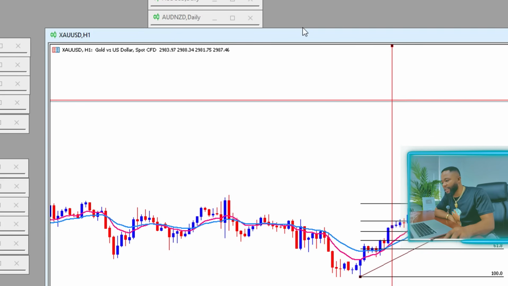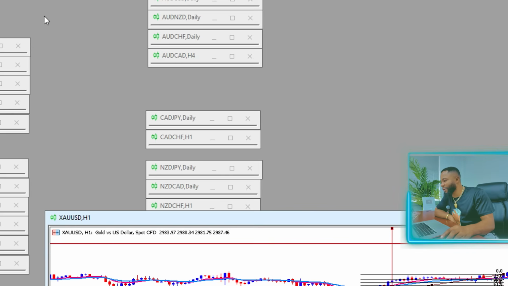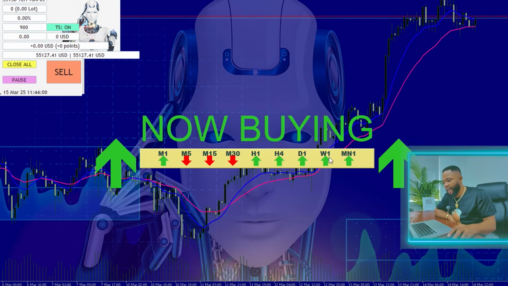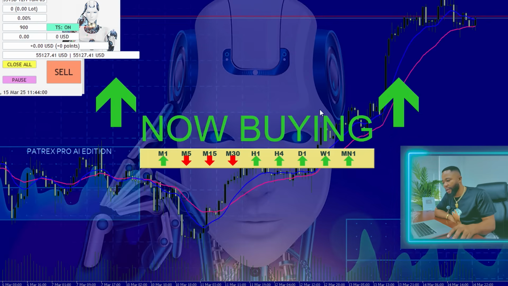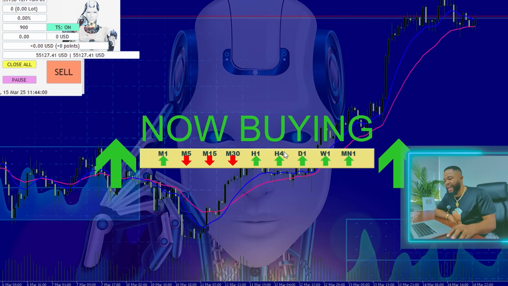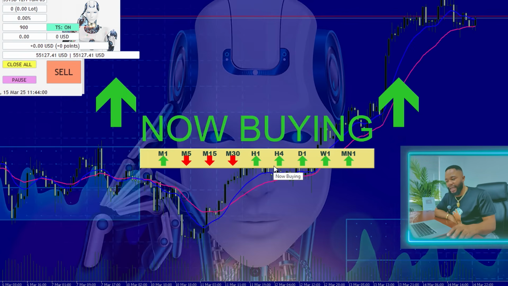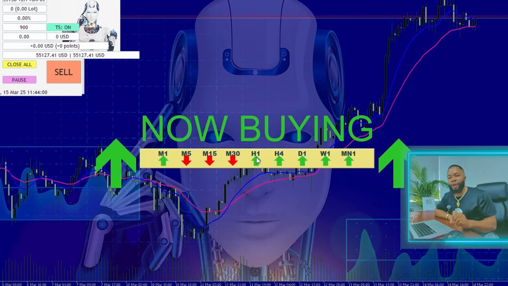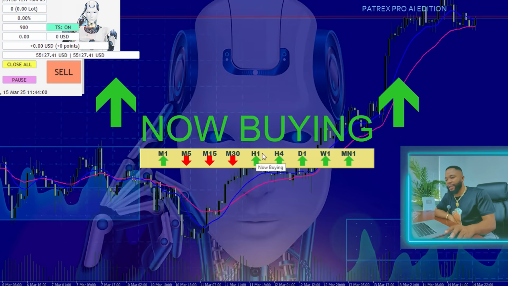If we minimize this one and go back to the same one having the robot, we would have been around this area here. If you remove this bar, would have been around this area. And now you can see how Patrix Pro has helped us to enter the trade. First, Patrix Pro was able to tell us the market direction on the overall trend, and then we moved down to the lower time frame and we're only looking for a trade in that particular direction.